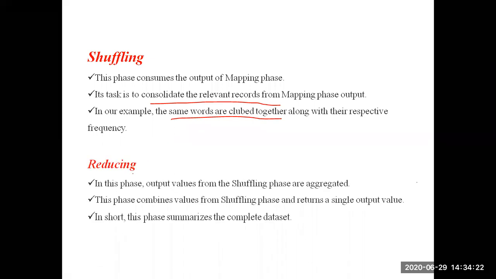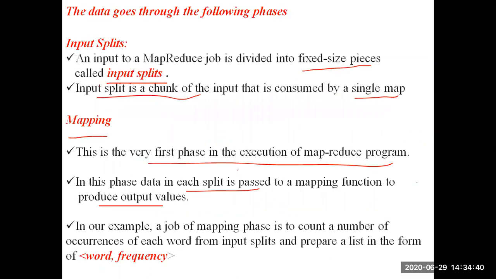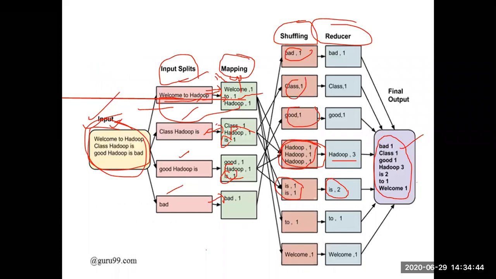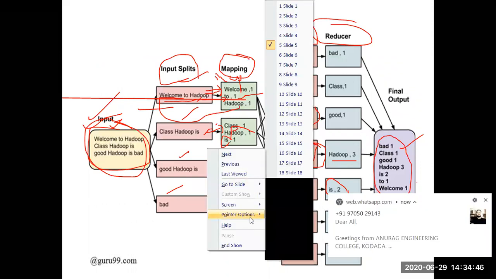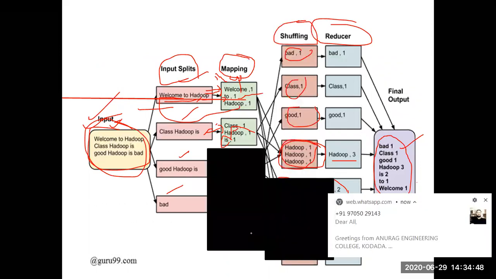Finally, when we come to the reducing phase, it will combine the values from the shuffling phase and return a single output value. The reducing phase will combine all the values coming from the shuffling phase and return a single output value. Briefly, this is the concept of the MapReduce program in simple terms.